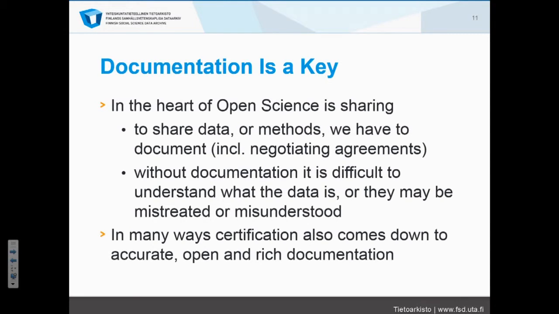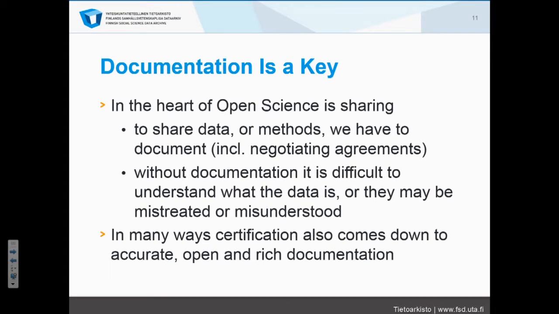So here we are, getting back to open science. At the heart of open science, you're talking about sharing. And in order to share data, you need to be documenting it properly so that people can actually understand what you've done. Without documentation, there's always a problem that your data may not be used because people can't understand it, or it might be misinterpreted somehow. And also certification, as I mentioned earlier, comes down to documentation.